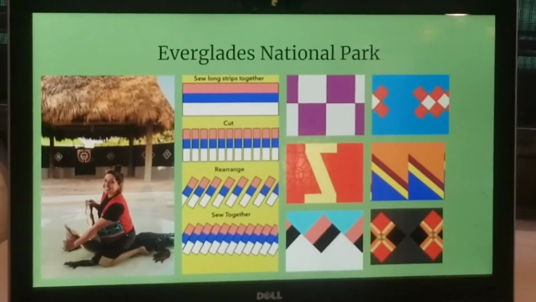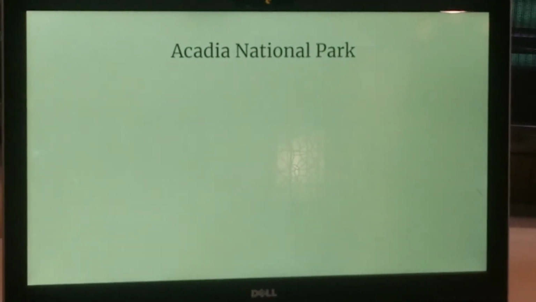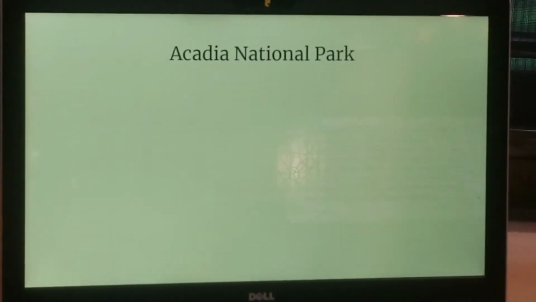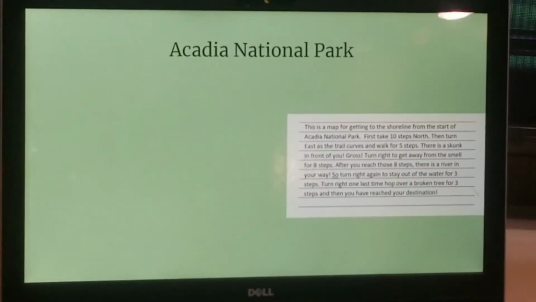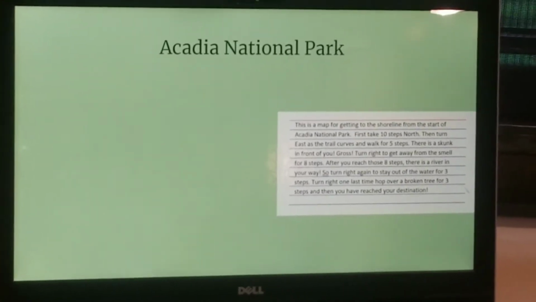After creating their masterpieces, we will take a hike to Acadia National Park, and one student will be a hiker and the other student will be a bird. I will give them this note card of their map of what they will be doing.